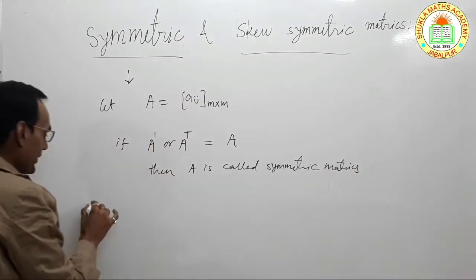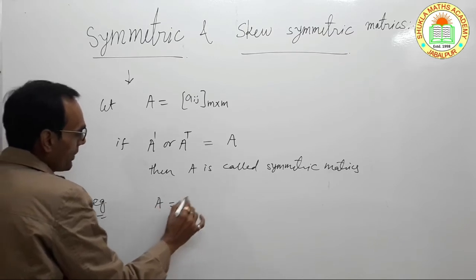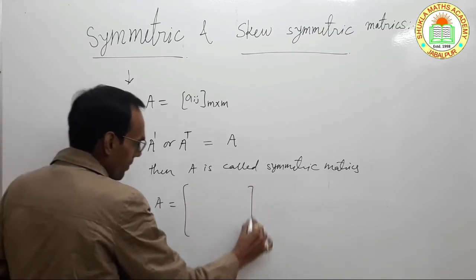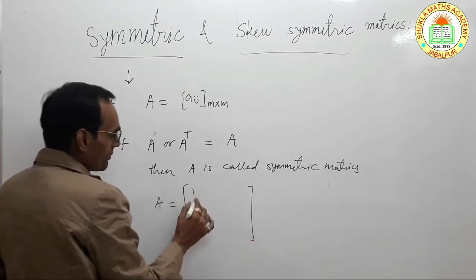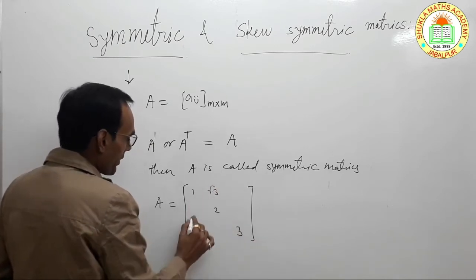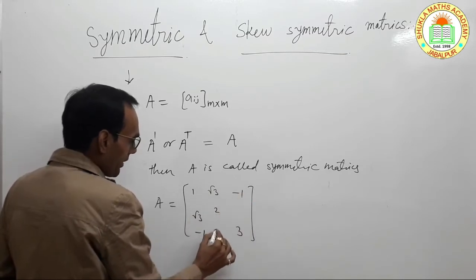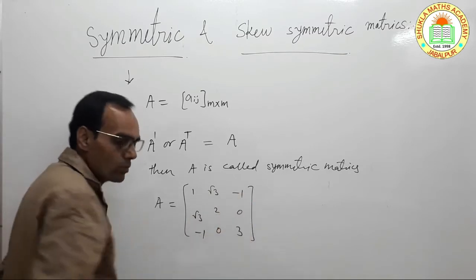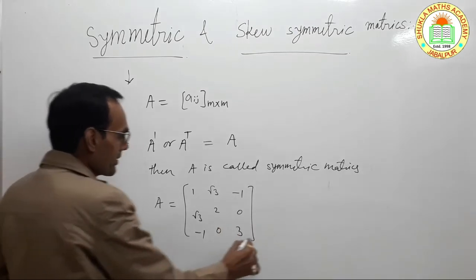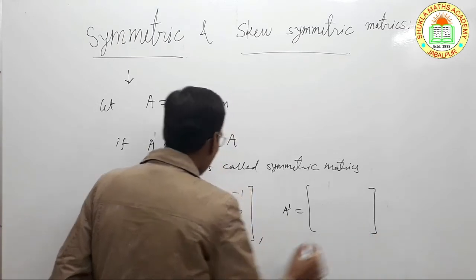For example, I am taking here one example of the symmetric matrix. A equal to, take here 1, 2 and 3, and here root 3 and also here root 3 and here minus 1 and here minus 1 and here 0 and here 0. Now see that if we will find its transpose A dash, so what will we get?